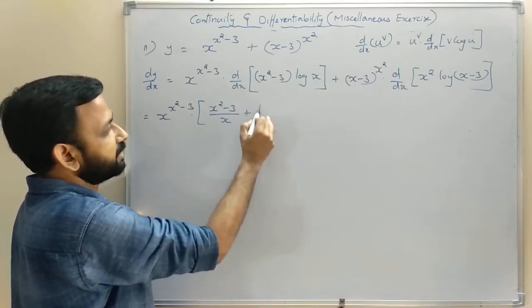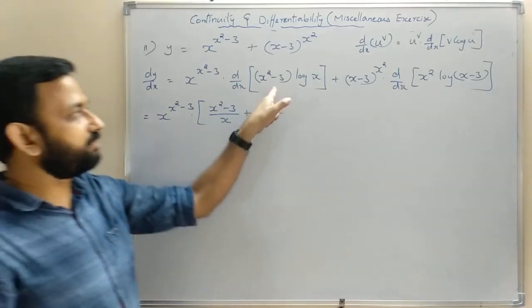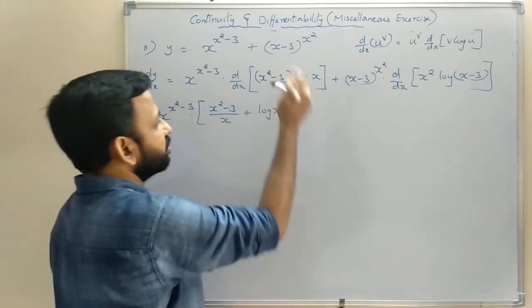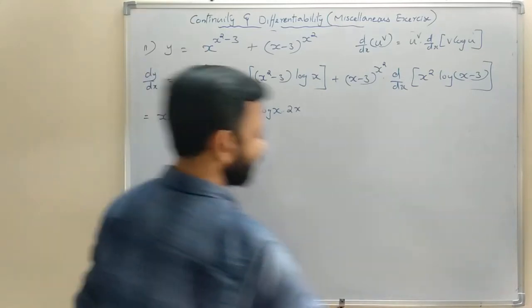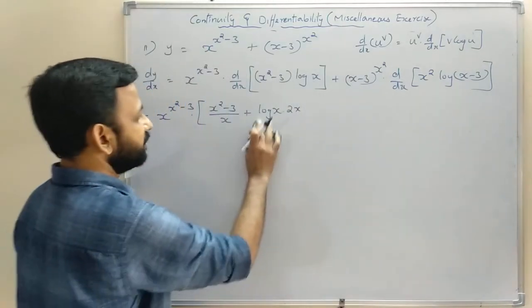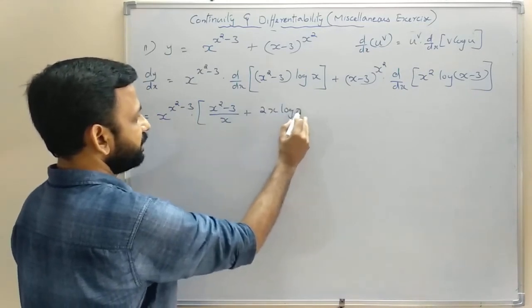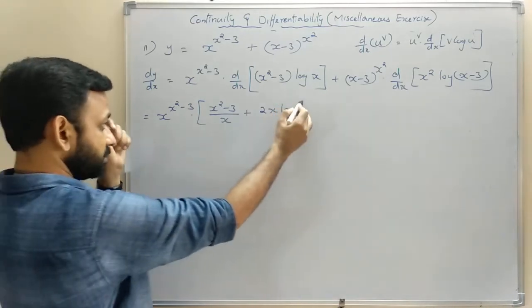Plus second function log x into derivative of first term. Derivative of x square minus 3, that is 2x minus 0, that is into 2x. So log x into 2x we will write it 2x log x. Same only. Log x into derivative of x square minus 3, that is 2x. That is 2x log x. So we can close the bracket.